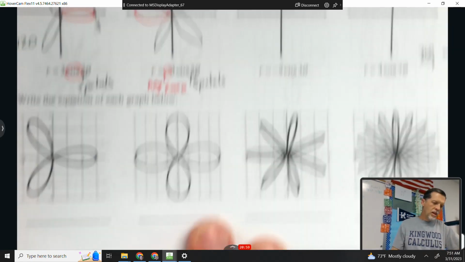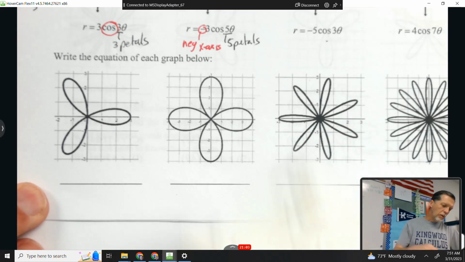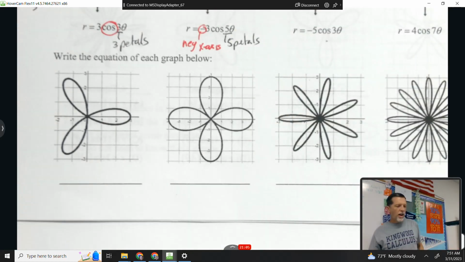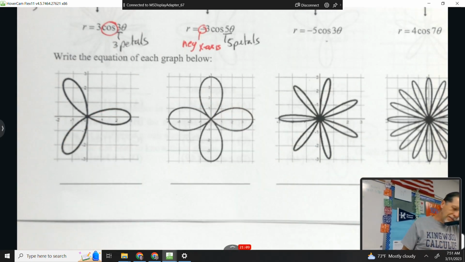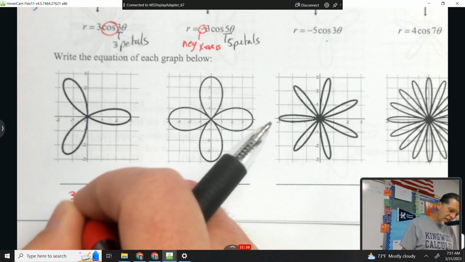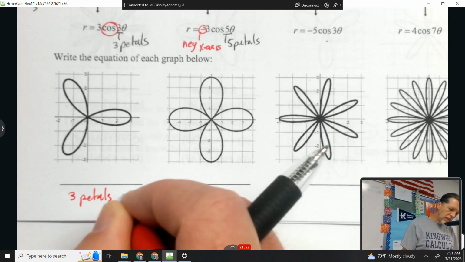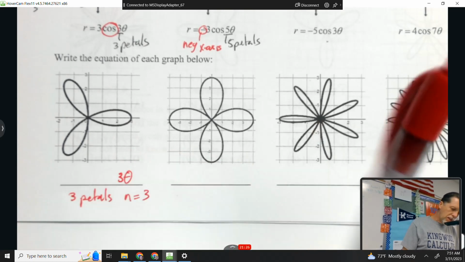All right, now let's go the other way here, see how well we've learned it. Write the equation of each graph below. Okay, well, let's see. What do you notice first about this first one? You tell me. What's something that you see about that one? 3 petals. So n equals 3. So there's going to be a 3 theta in there somewhere.